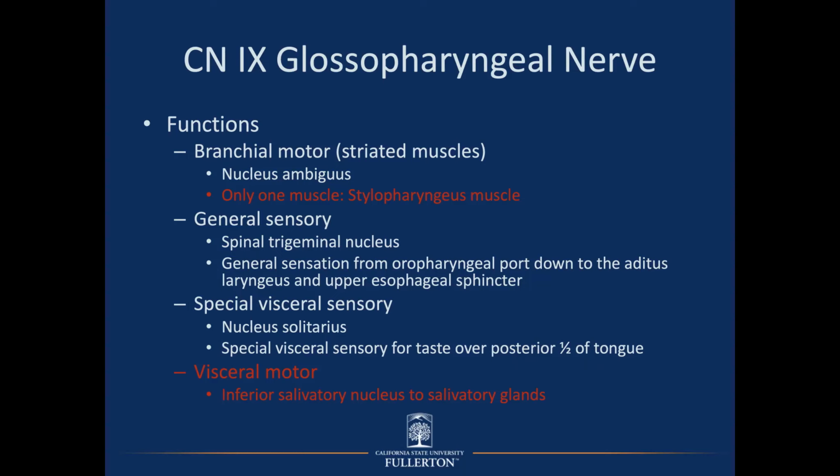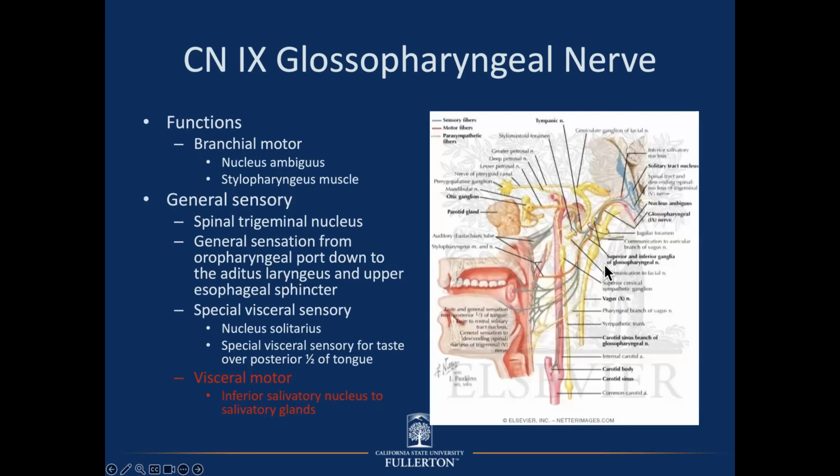All right, and then there's a visceral motor component to it. These neurons innervate the other salivary glands. They come from the inferior salivatory nucleus, but I put them in red because I wanted you to know I hadn't completely forgot about them, but we're not going to test them as SLPs. And so as far as I'm concerned, you can forget about them, but if you ever hear about it and want to know, well, there it is. It's in your book too, of course. All right.